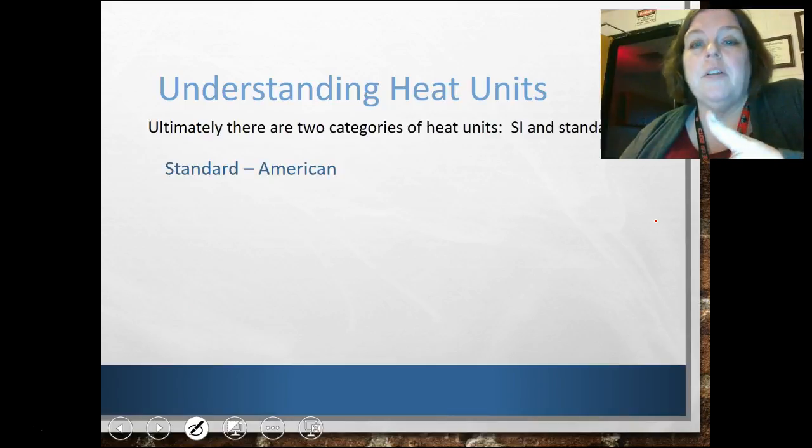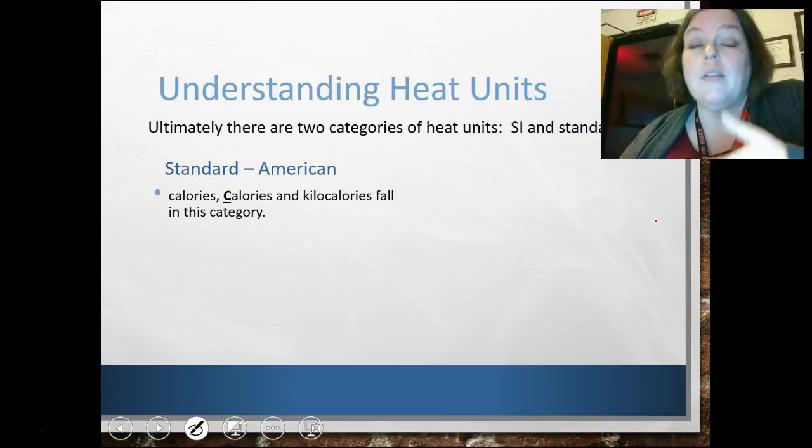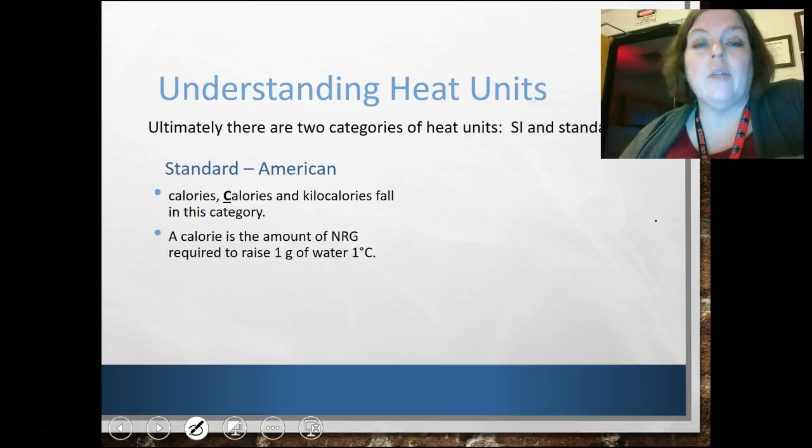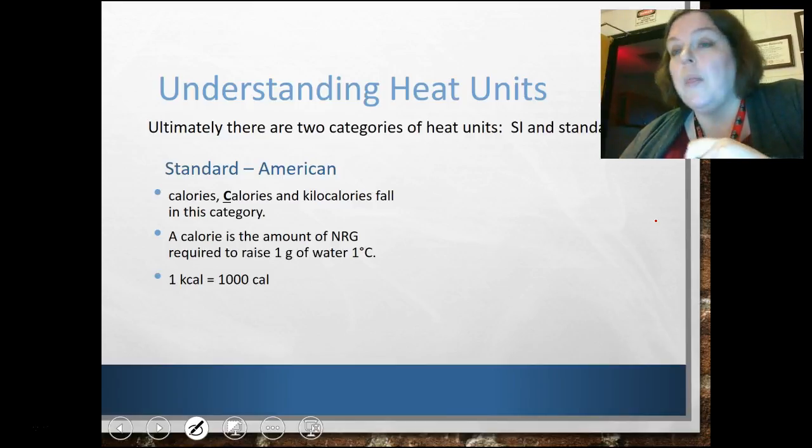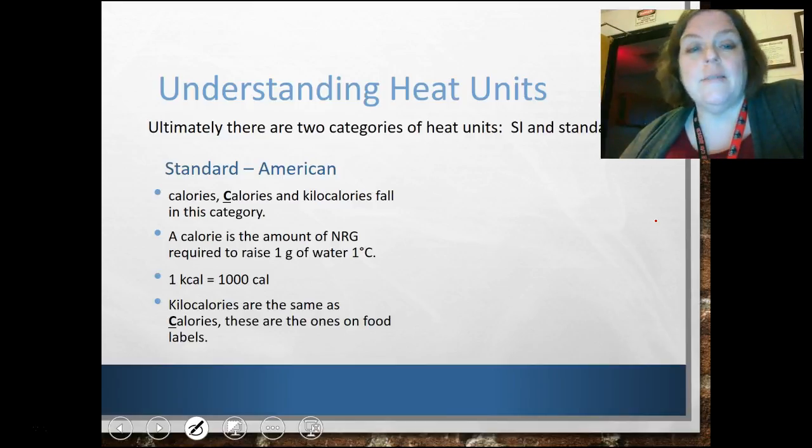So ultimately there are two categories. We have standard American categories, calories, big C calories, and kilocalories fall in this category. This is how we talk about them. A calorie is the amount of energy required to raise 1 gram of water 1 degree Celsius. That's what we know. 1 kilocalorie is 1,000 little c calories. Kilocalories are the same as big C calories. These are the ones that are on the food label.